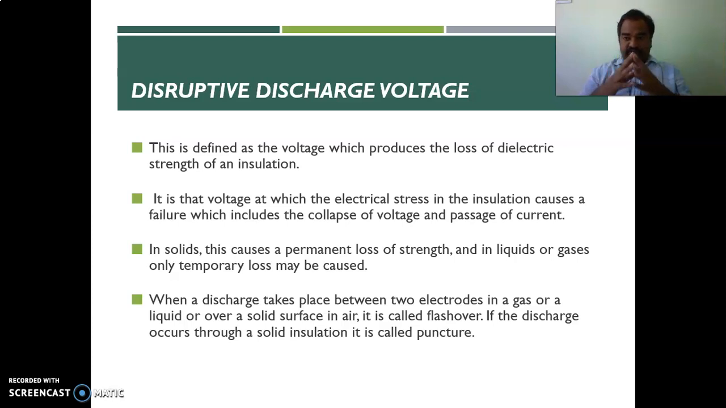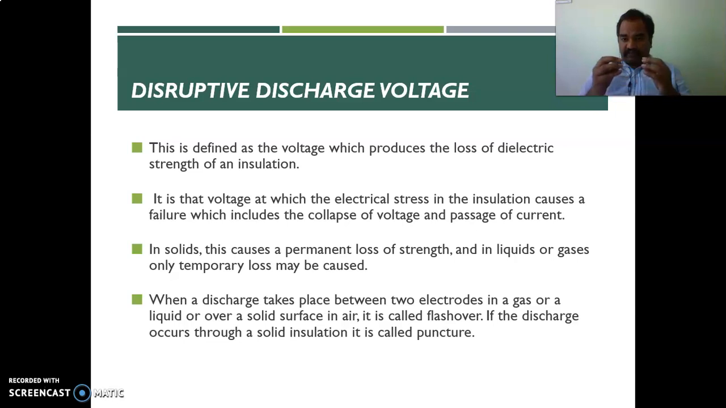Since we have come across different types of dielectric materials, if it is a solid dielectric material, it will be a permanent loss of strength. In case of liquids and gases, we may expect a partial restoration of the voltages and the strengths. But in solids, once you have applied this disruptive discharge voltage, the material has collapsed. So coming to the disruptive discharge voltage, this voltage is allowing a discharge, which means it is allowing a current to pass through your insulating material, which is highly objectionable.